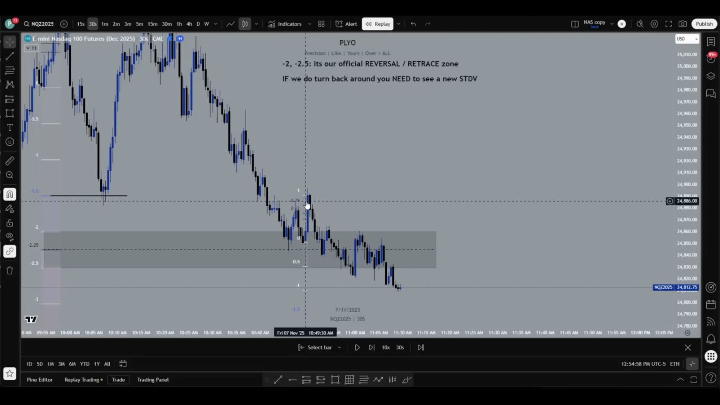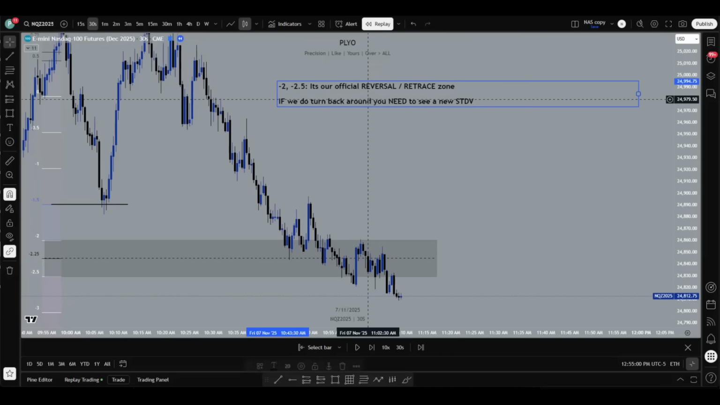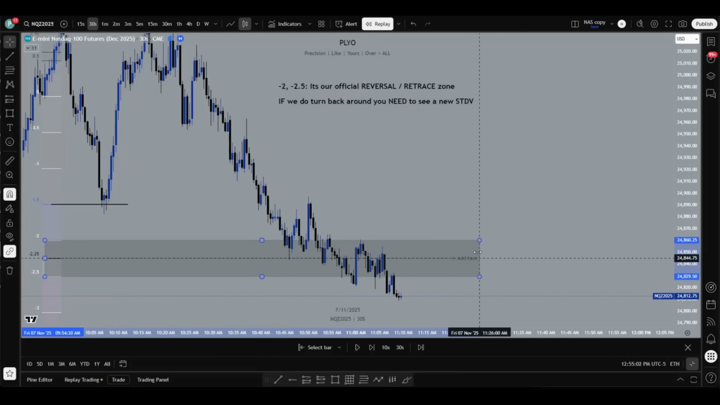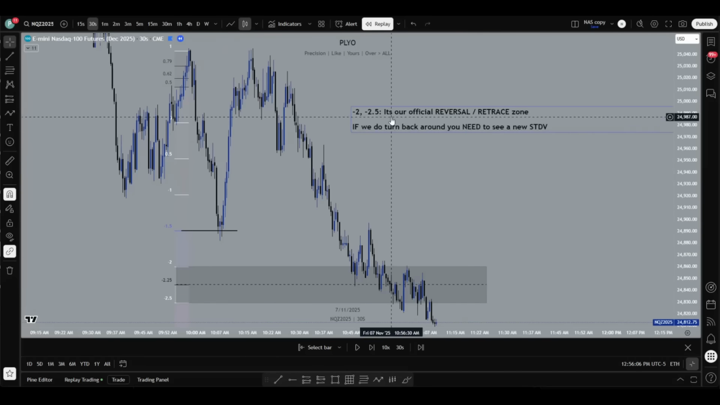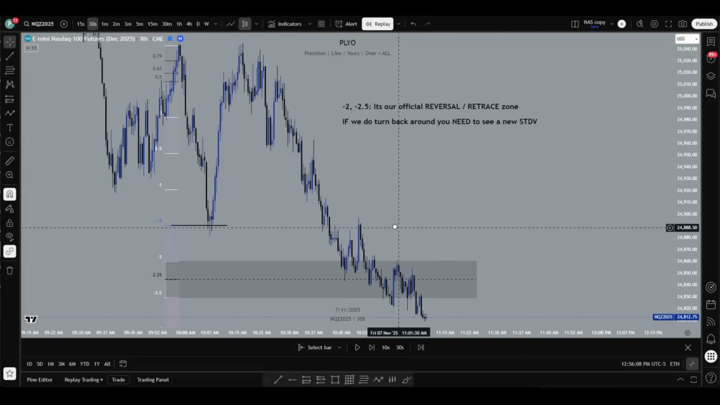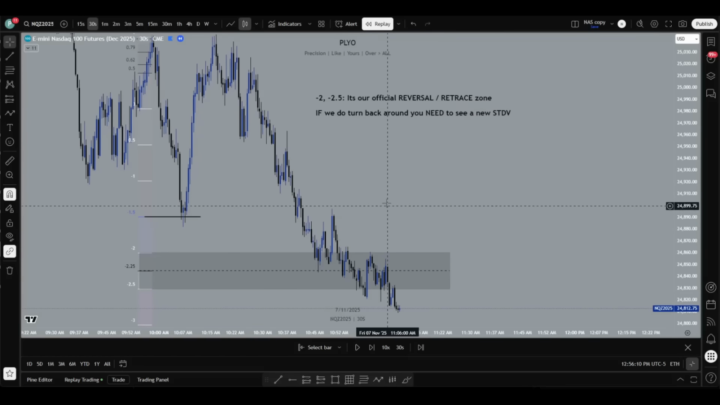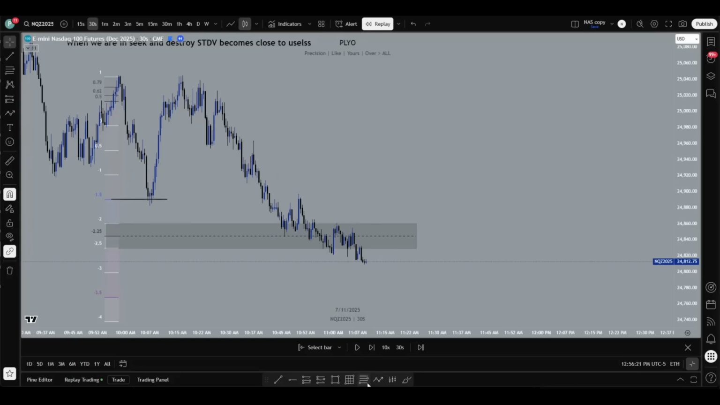Okay, but truly, -2 should be our official reversal zone. But truly, when we get this -2, you should be expecting us to get a bounce out of it, as in a new standard deviation back in the opposing direction of where you started. Now, we don't exactly get that here, okay? We're actually going to walk through this price action as if I was actually trading it, because this -2 didn't hold. However, it was a nice target, sure, but it didn't hold.